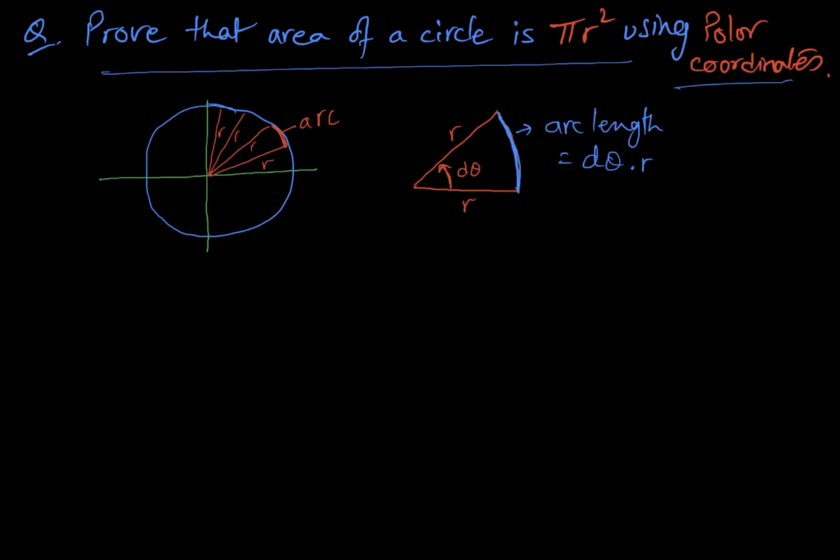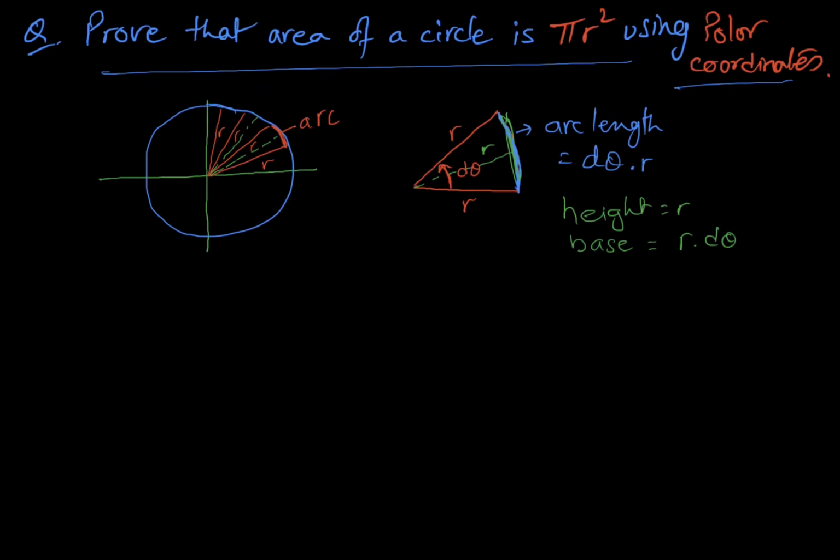Also, as you know, all these lengths in the middle are also r, so this is also r, because of the property of the circle. So we can conclude from here that the height of this triangle is r, and the base of this triangle is r times d theta. So we have to consider that this is almost a straight line.